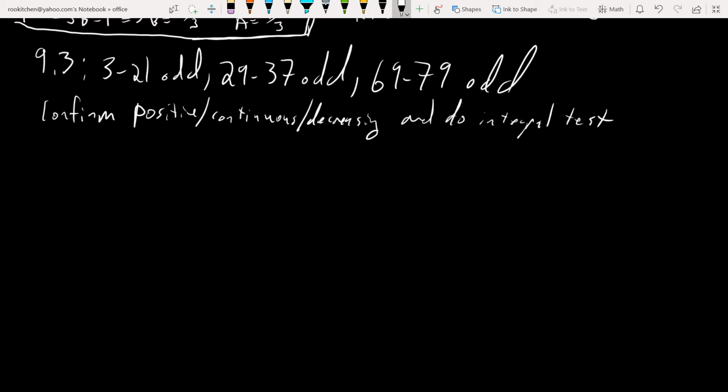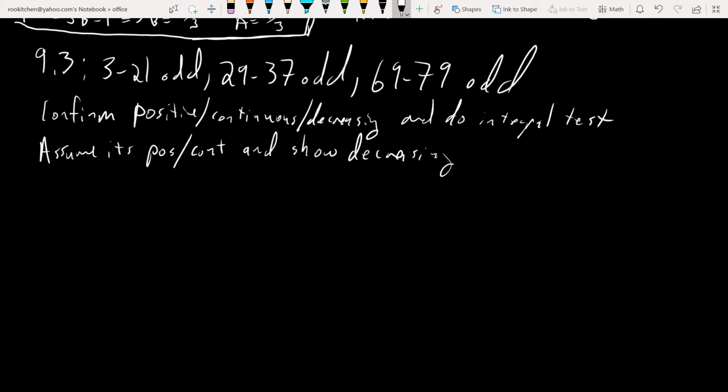So in general, what I'll do is let you assume it's positive and continuous. Okay, so on my test, I'll say assume it's positive and continuous and show it's decreasing. So how do I show it's decreasing? This is before you can actually do the integral test. Let's look at number 15, where we have the sum of ln n over n squared, from n equals 1 to infinity.